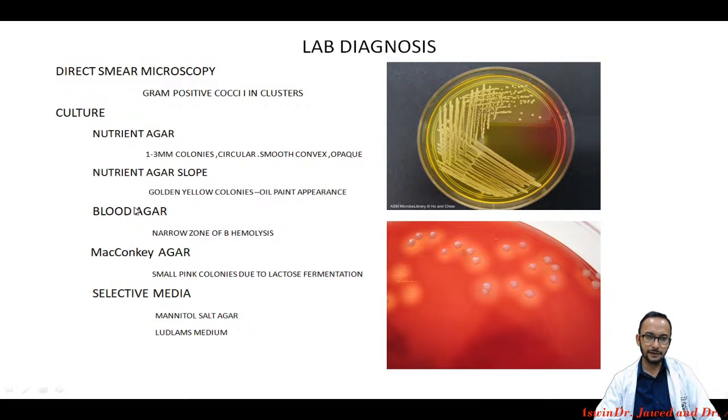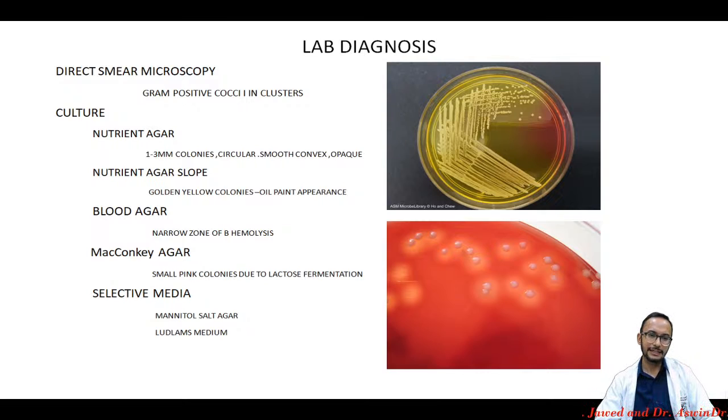On blood agar, you will see a narrow zone of beta hemolysis, because they produce the enzyme hemolysin. Because of which they have a narrow zone of complete hemolysis on the blood agar. And on MacConkey agar, they will produce pink colonies because of the fermentation of lactose.